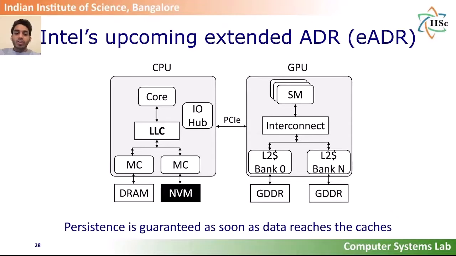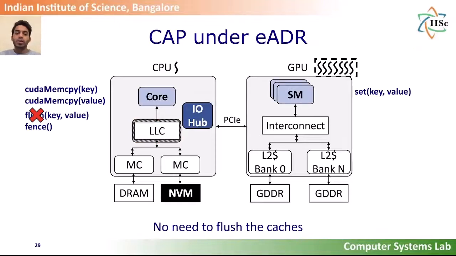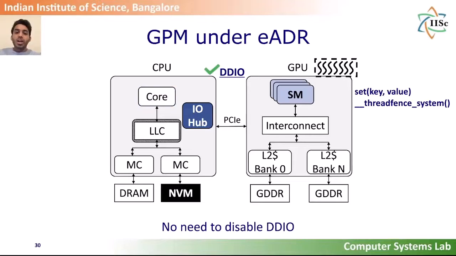GPM is not only beneficial for applications on today's platform, but also holds significant promise for upcoming e-ADR feature. e-ADR stands for Extended ADR and extends the power fail protected domain to also include the caches. What this basically means is that data is guaranteed to be persisted as soon as it reaches the caches. For CAP systems, e-ADR eliminates the need to flush caches. However, the CPU still needs a fence instruction to order the data and guarantee persistence. For GPM, DDIO remains enabled even when persistence is required, and a thread fence operation can complete as soon as the data reaches the CPU's LLC.